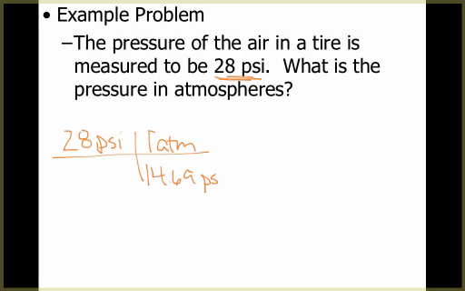So these are just like the conversions that we've been doing over and over, just different units than what we've used before. You multiply going across, you divide top to bottom, just like we've been doing, and we end up with 1.9 atm. So the pressure in that tire is about twice what our regular atmospheric pressure is.